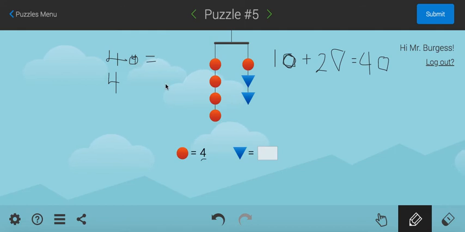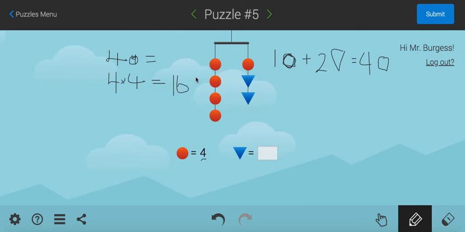Now 4, this doesn't mean 4 plus 4. That's another rule of algebra. If you have an unknown and there's a number 4 in front of it, it means 4 times whatever that unknown is. It's 4 times the weight of a red circle. So this actually means 4 times 4. Okay. So this side must equal 16.